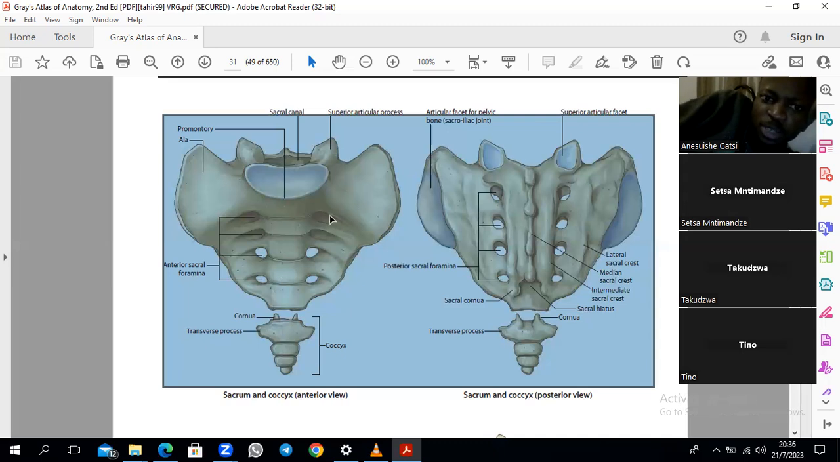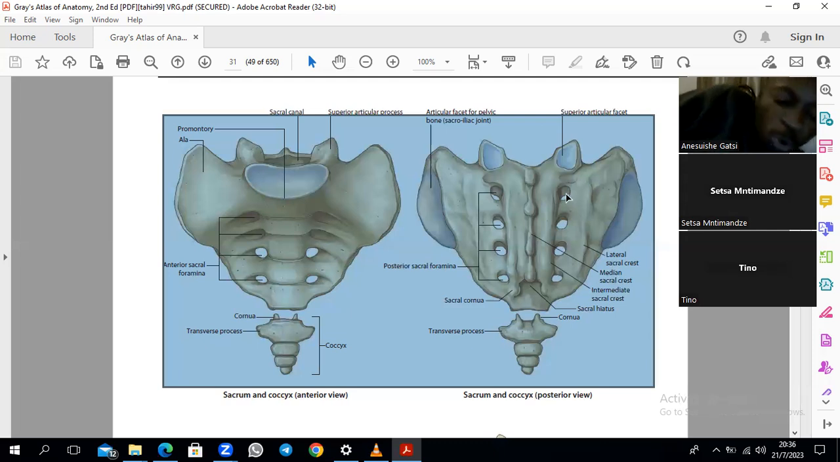Can you appreciate these openings here? Both on the anterior surface or the pelvic surface of the sacrum and also on the posterior aspect. These openings are what we call sacral foramina. These here are the anterior sacral foramina, which I see from the front. Then these are the posterior sacral foramina, which I see from the back. Right. So those are sacral foramina. They allow for passage of the anterior and posterior sacral nerves.